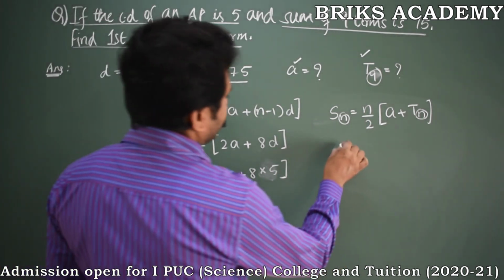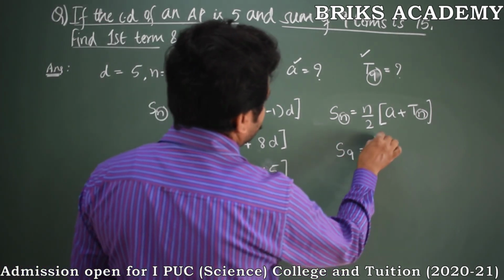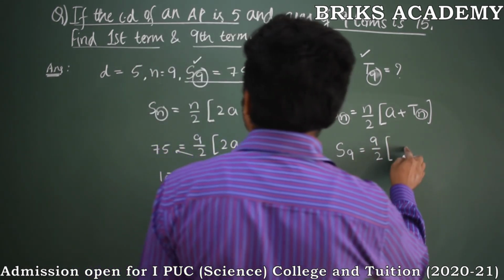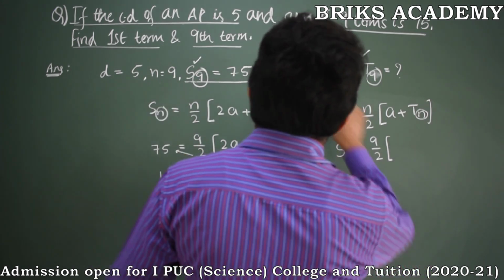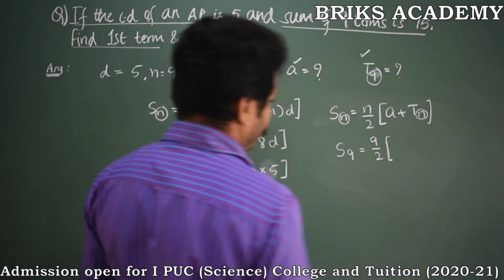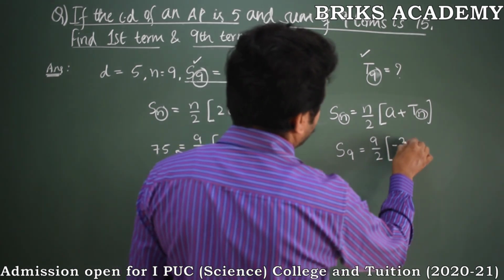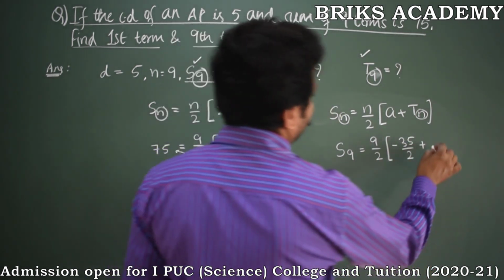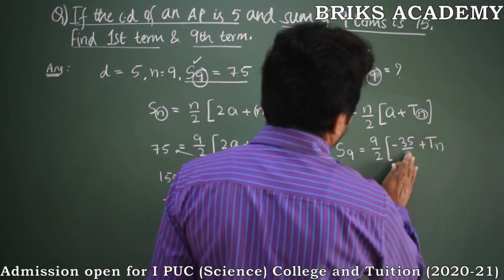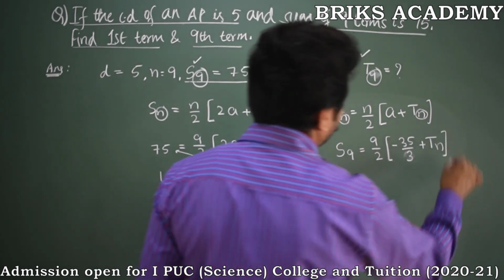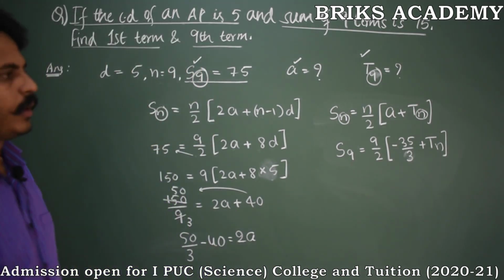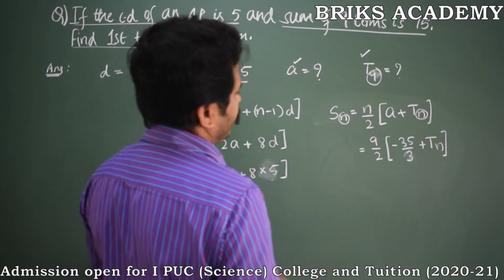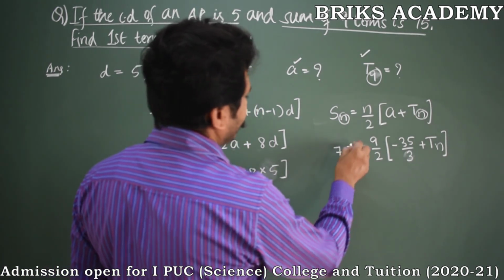So this is the sum of 9 terms, 9 by 2 into a, the first term. Where is the first term? What we calculated there: minus 35 by 3, plus what is your nth term? They ask you to calculate the nth term only. So what is your sum of 9 terms? It is 75, that is also given.